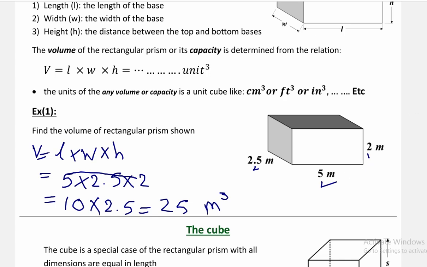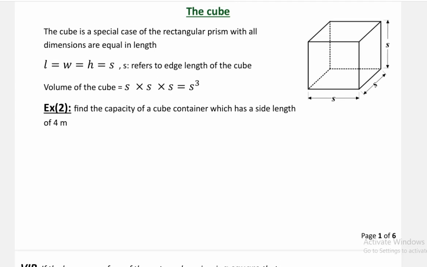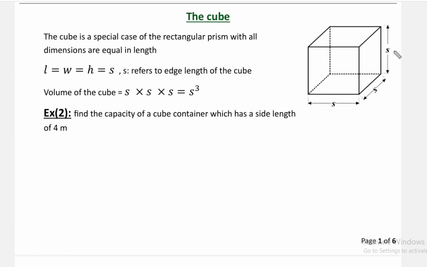Let's see another example. The cube. The cube is a special case of the rectangular prism, where all dimensions are equal lengths. In the beginning we have length, width, and height, each equal. We have 3 equal dimensions. Then the rectangular prism converts to a cube, and we again have 6 faces, but all faces are squares, and squares mean that all sides are equal length.